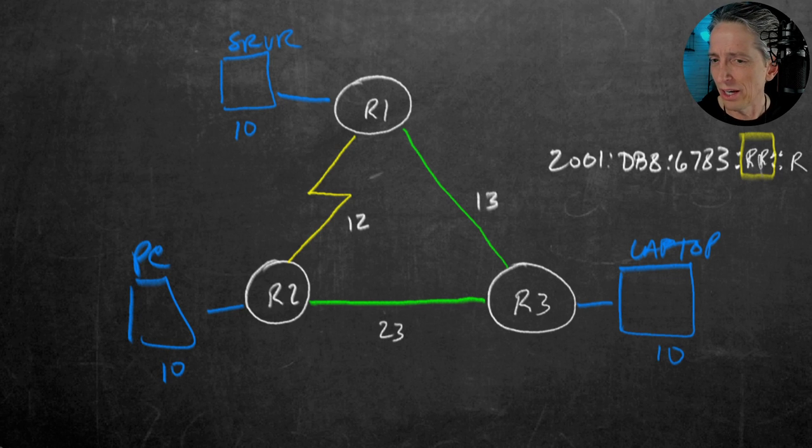And furthermore, for these networks off of R1, R2, and R3 respectively, for that grouping right there, let's go ahead and call it 1 here, so basically a whole bunch of zeros and a 1 for that section of the IPv6 address. And then here, let's call it 2. And over here, let's call it 3. So for example, down here, it'd be 2001 DB8 6783 3, that would be the network ID, and then ::/64 representing it's a 64-bit network.